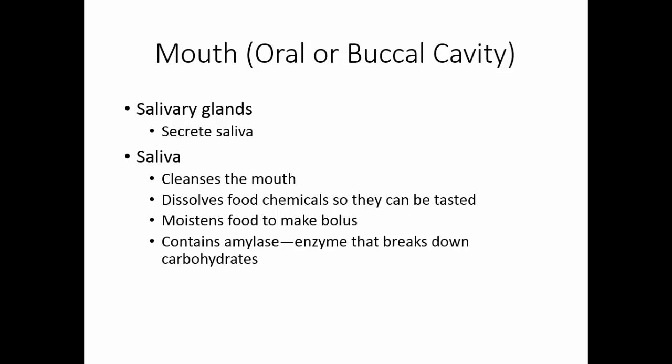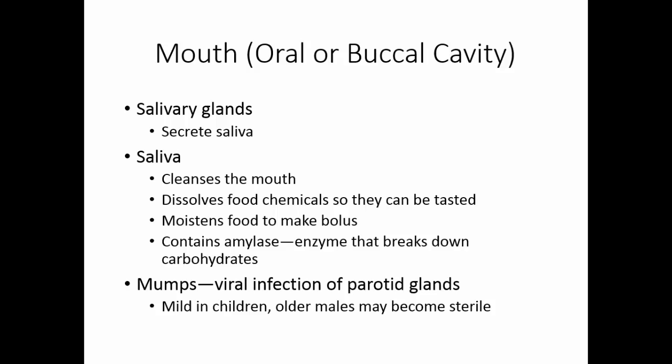There are three major salivary glands. One of them is the parotid gland, and the parotid gland is the site of a viral infection that leads to mumps. Mumps is a relatively mild disease in children. Their neck swells slightly as a result of the infected parotid glands. However, in older males, the virus may also attack the testes, leading to sterility.